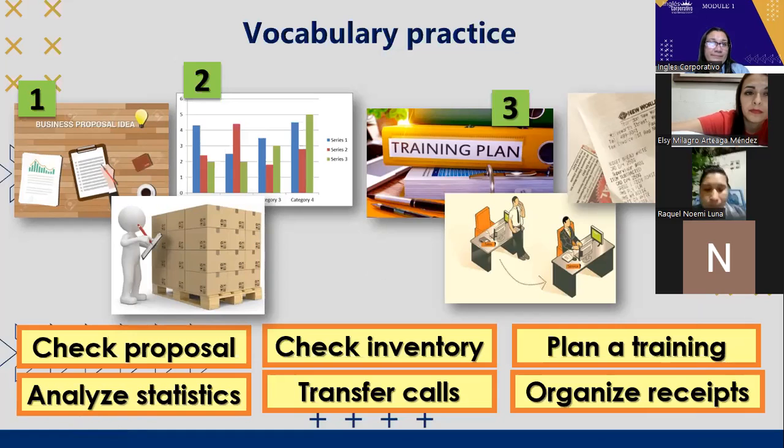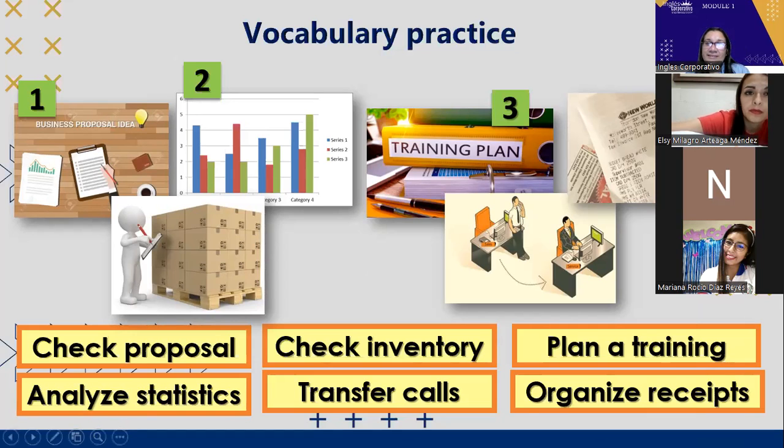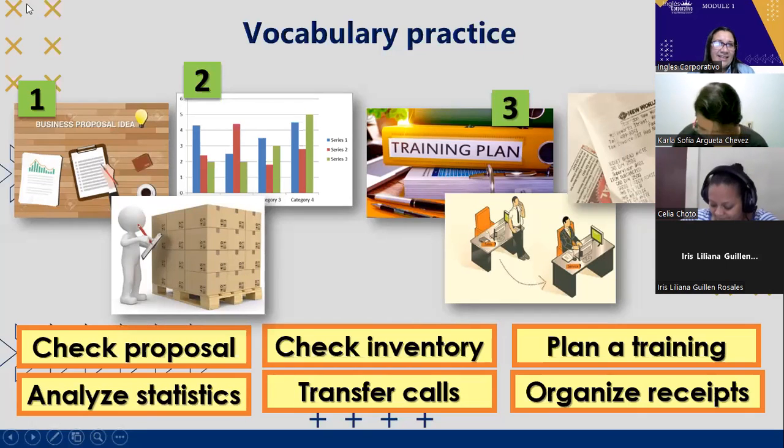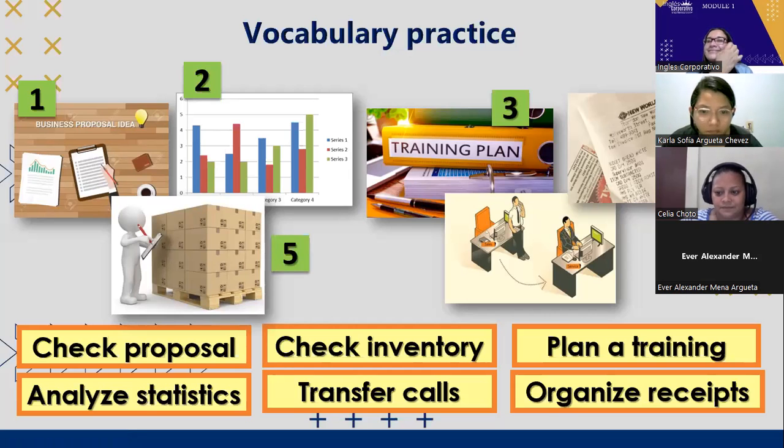Number four? Organize receipts. That's right. So maybe these are part of the activities that probably we do at work. Okay. Number five. Check inventory, that's right, check the products, the things you have in stock, right? And the last, transfer calls.